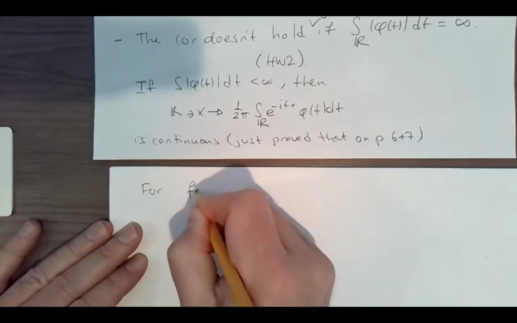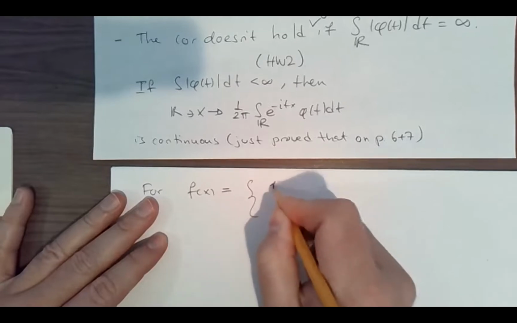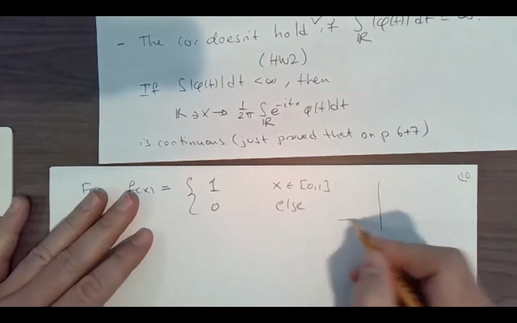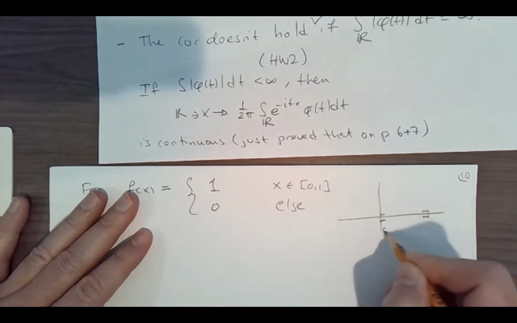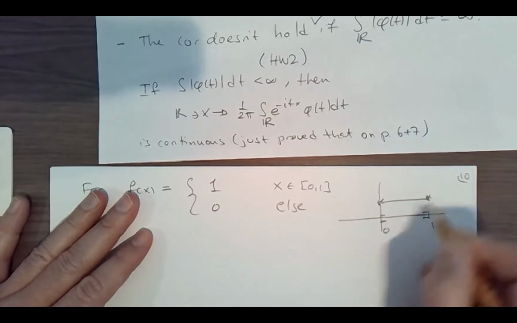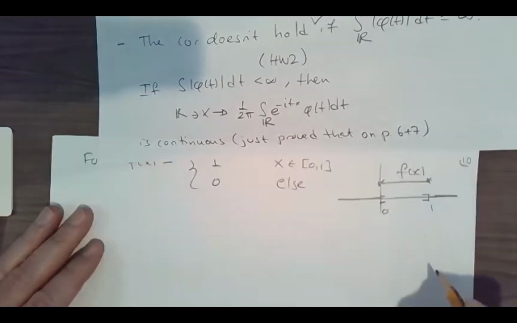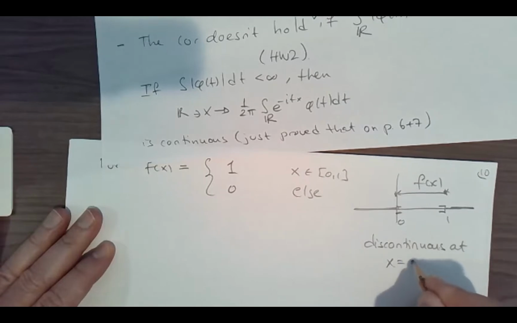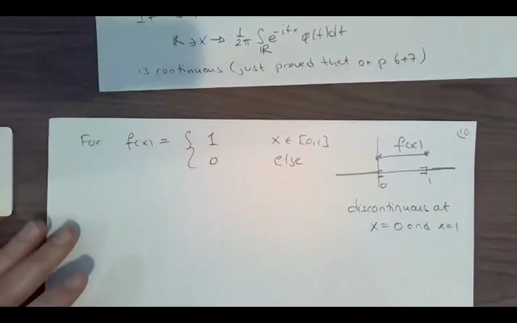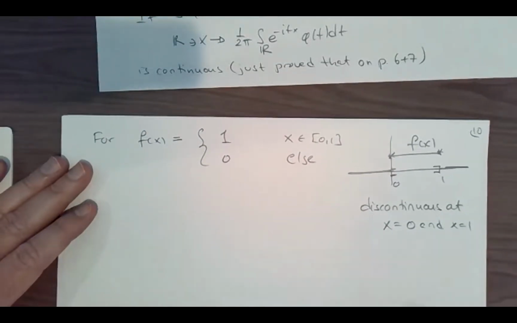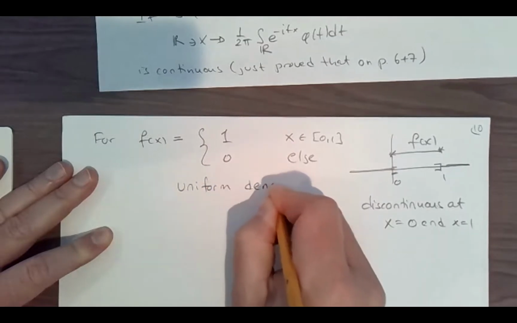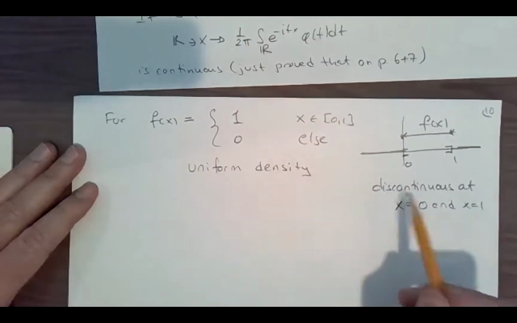And so for example, for f of x being 1 when x belongs to the interval 0, 1 and 0 else, the picture is: you look at the interval from 0 to 1, and it is 0 here and 0 here. This is my f of x. This one here is discontinuous at the two points 0 and 1. Of course, because this is the uniform density, it is discontinuous.